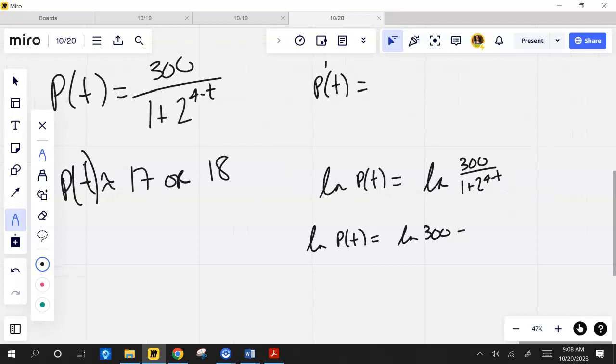You'll keep doing it whichever way you want to. If you want to do quotient on that one, you can do quotient.